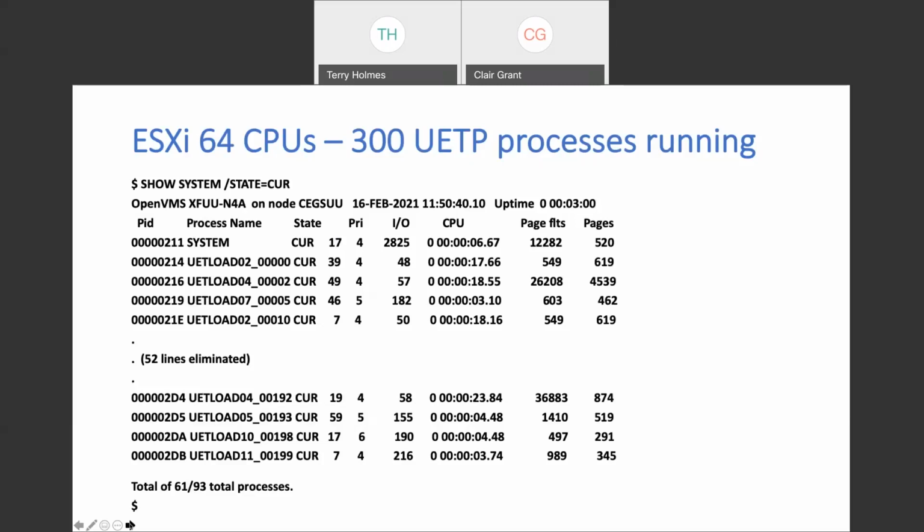I cut out a whole bunch of stuff so I could get this all in one slide, but this is everything going pretty much full bore. You'll notice down at the bottom it says total of 61 out of 93. The reason it's 61 and not 64 is when UETP starts up and gets everything running, some things end pretty quickly, and I just didn't happen to catch it in time. But I have seen all 64 working at once. So in one fell swoop, we went from running on 2 CPUs to 64 with no hitches in between. Very satisfying.